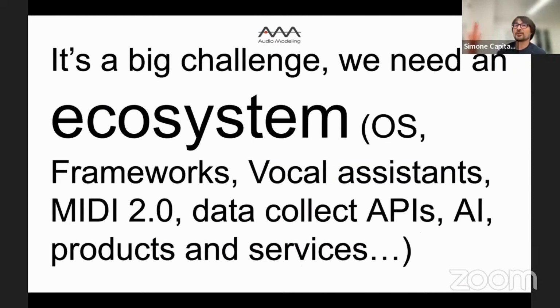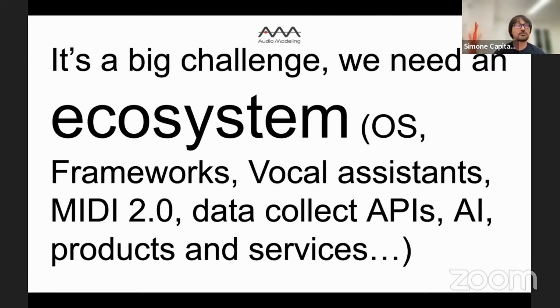So we don't have, of course, the solution. Maybe it would sound a bit ambitious, but the challenge is that we need to build an ecosystem that starts from the operating system, the development frameworks. By the way, you know, at Audio Modeling, we are using JUCE for all our products development.